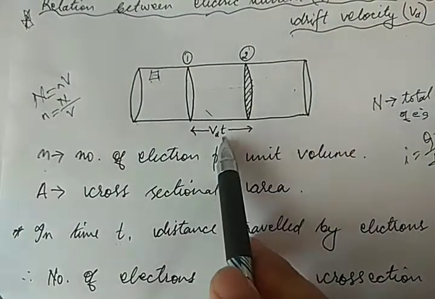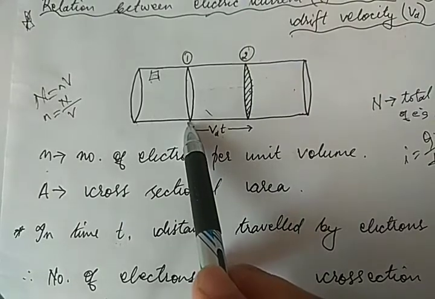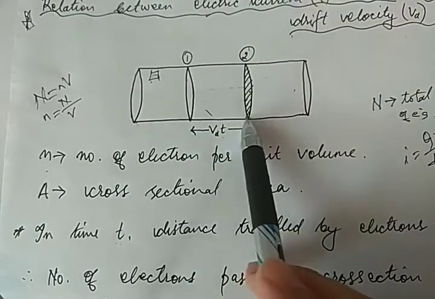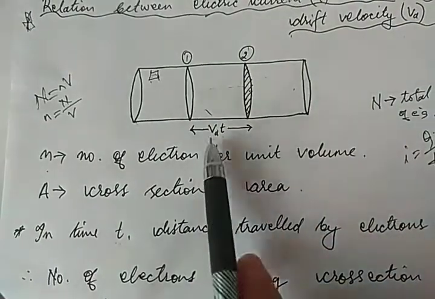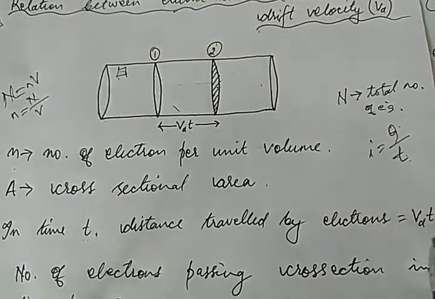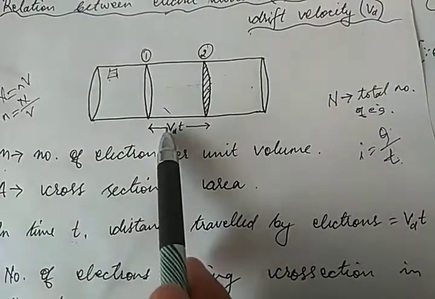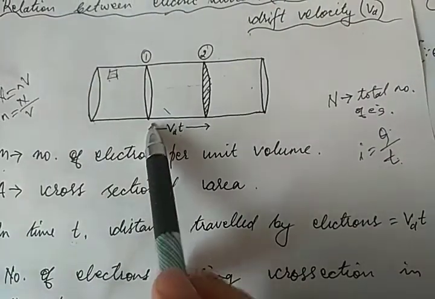If Vd is the drift velocity of the electrons, then in time t the electrons are going to travel a distance Vd t. In time t, the distance traveled by the electrons is Vd t. Now let us show that Vd t is this distance.